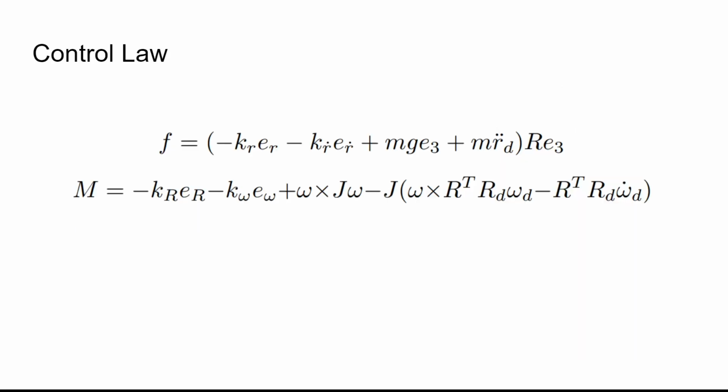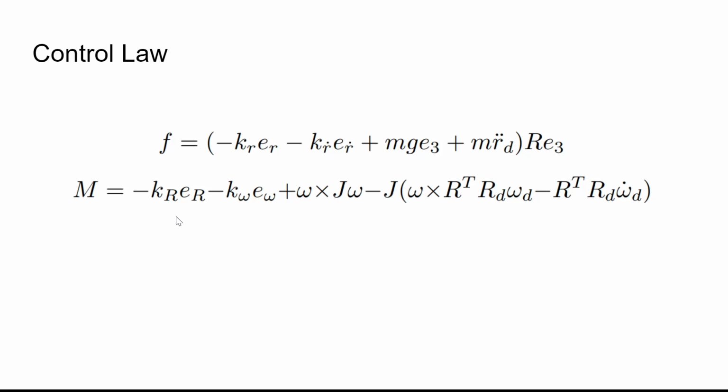The control law is taken from a paper on geometric control of quadrotors and consists of a term that corrects the position error of the quadrotor, the velocity error of the quadrotor, compensates for gravitational acceleration, and compensates for acceleration of the trajectory itself. This whole sum is dotted with the body's z-axis to get a scalar value.